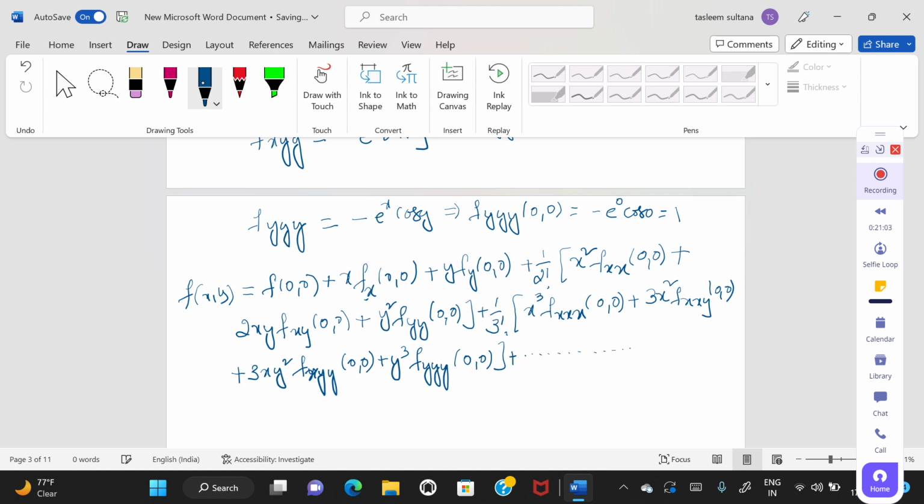This is our equation which we have written. Now all the values we have calculated. f of 0 comma 0, we found the value.